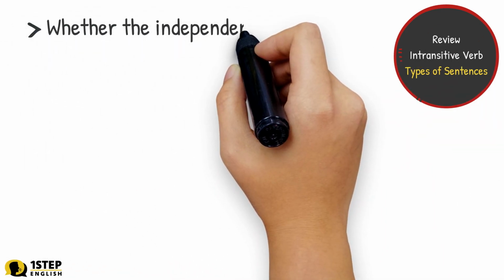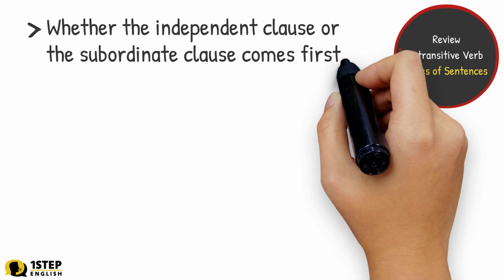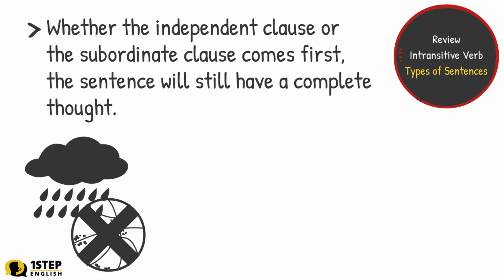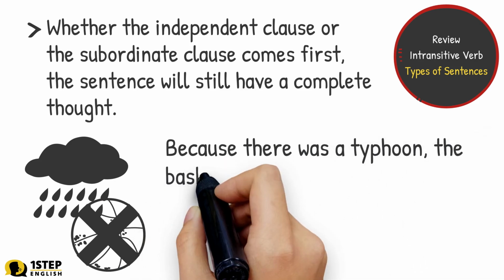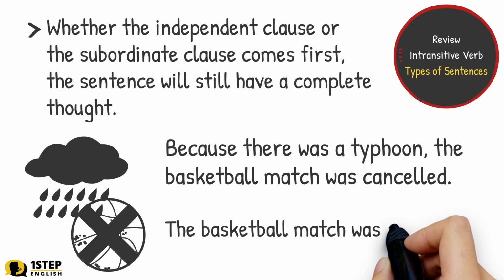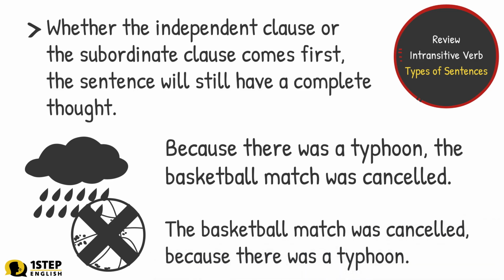Whether the independent clause or the subordinate clause comes first, the sentence will still have a complete thought. Because there was a typhoon, the basketball match was cancelled. Or, the basketball match was cancelled because there was a typhoon.